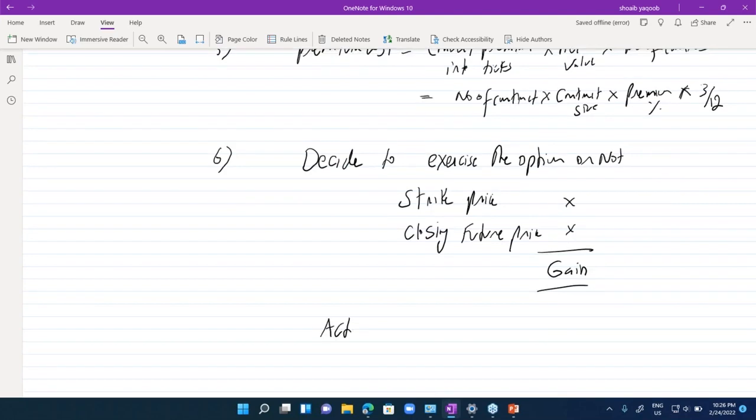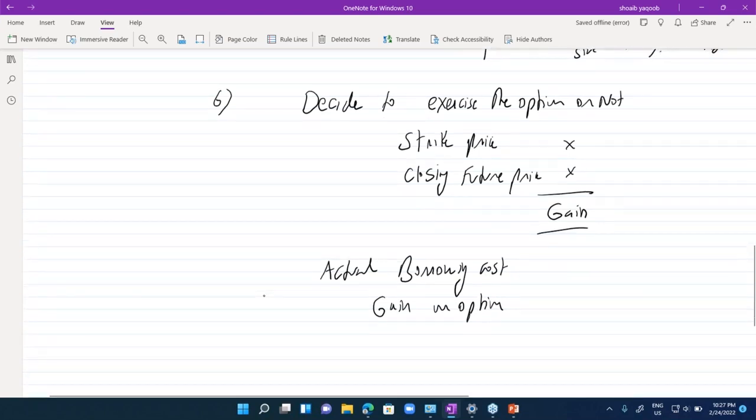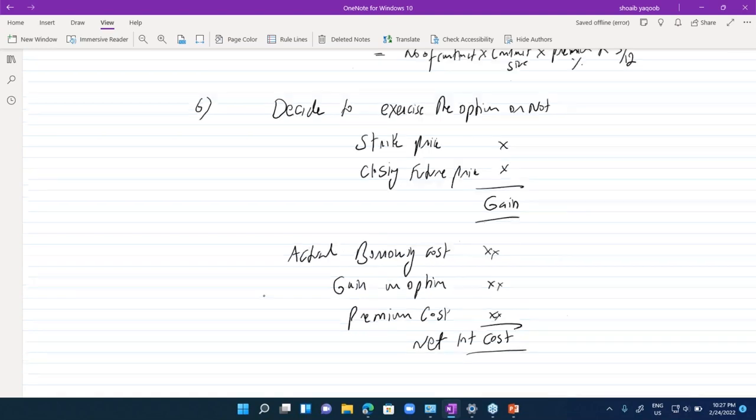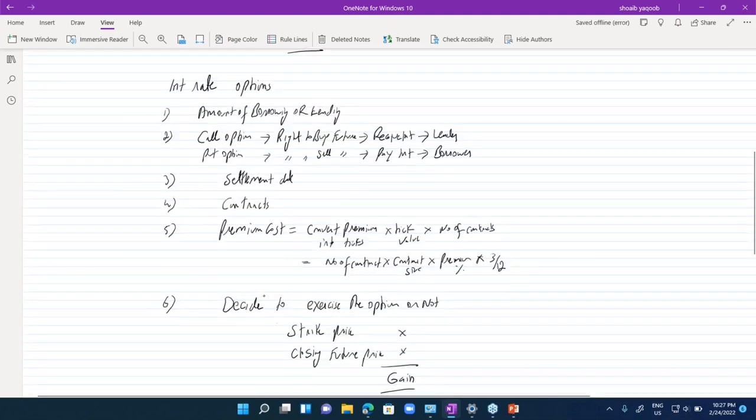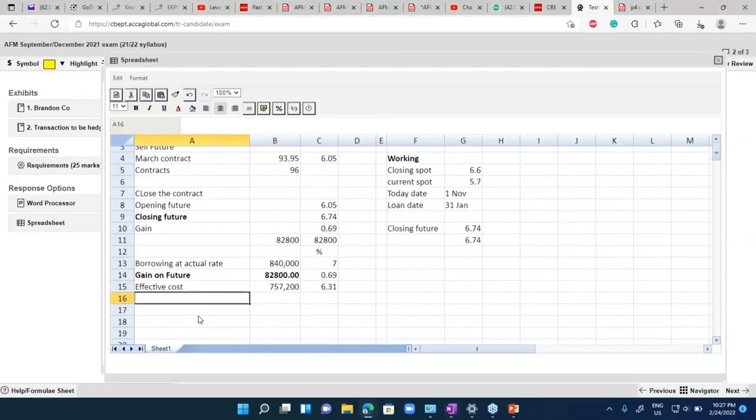Last step, the similar step: actual borrowing cost or actual lender income, gain on option, and the last one is premium cost. Net interest cost. So that's how you will solve the option contract. Let's solve it.